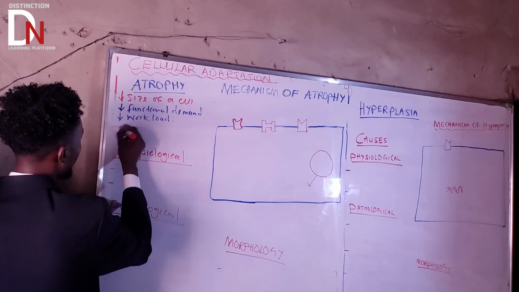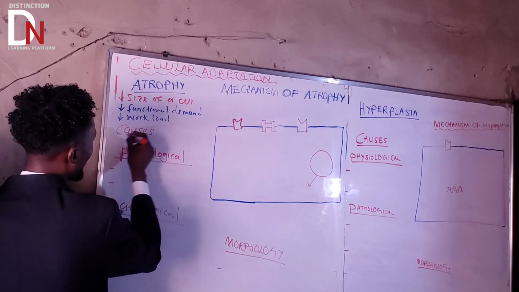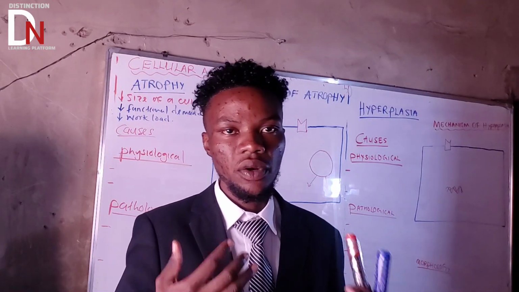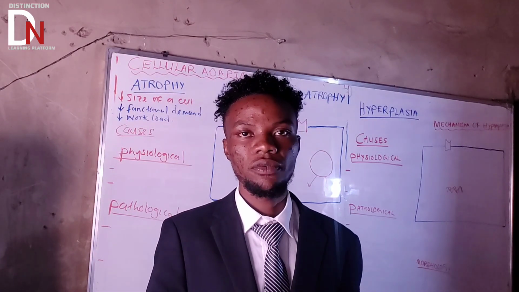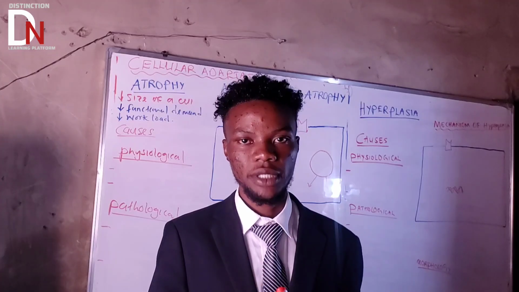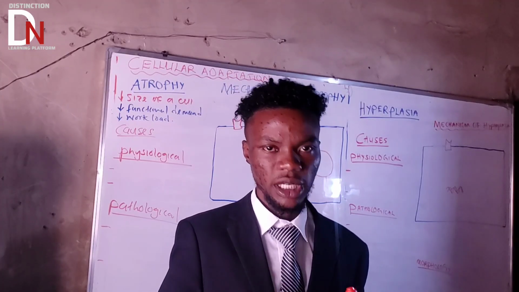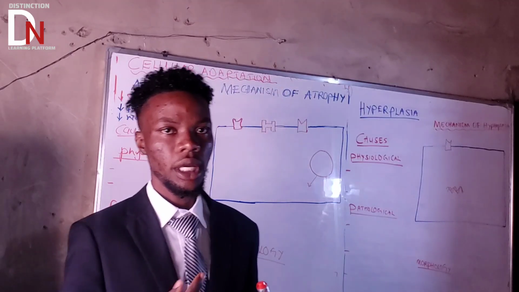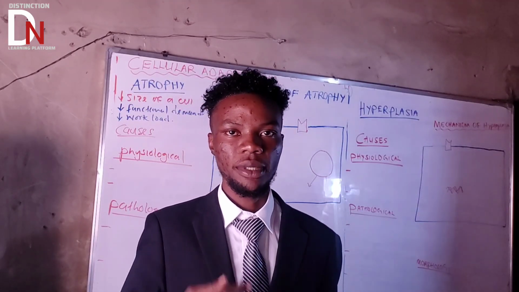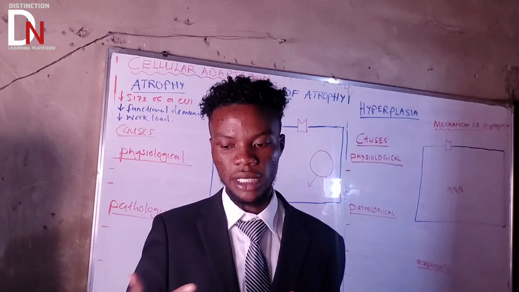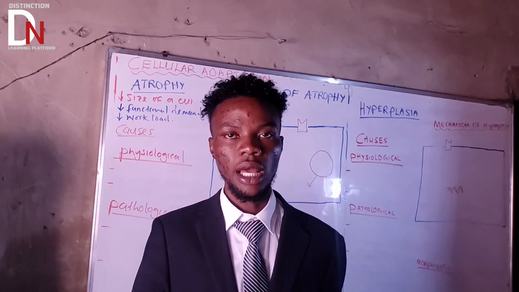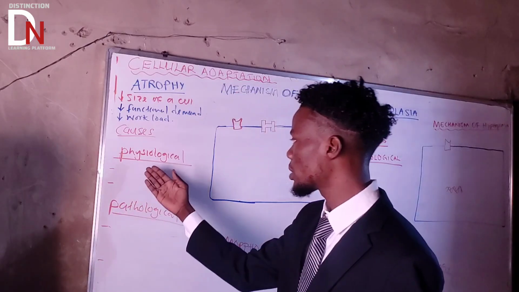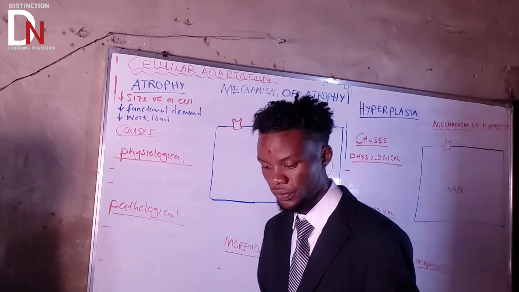So if we talk about causes, there are two. Physiological causes are basically the normal causes, meaning they're not because of a disease. They are because of normal circumstances happening in the body, resulting in a normal response. But pathological causes are because of an underlying condition such as a disease, and the cell is undergoing atrophy. So we'll start with physiological causes of atrophy.